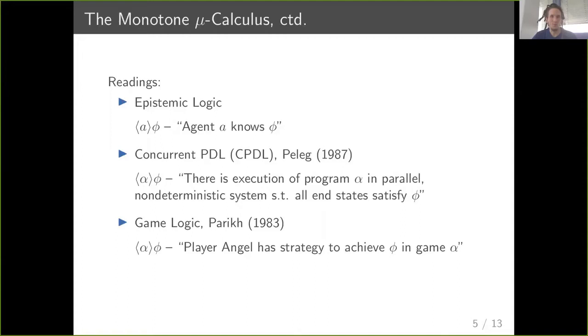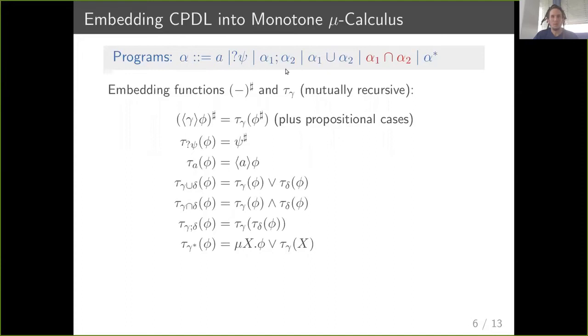So for CPDL, the programs have this shape here, just like in PDL. We have concatenation of programs. We have this non-deterministic choice between our program alpha 1 and alpha 2 and finite iteration of programs, but we have this additional parallel operator. So that has the intuition of parallel execution of program alpha 1 and program alpha 2. And then we have these atomic programs as well as tests.